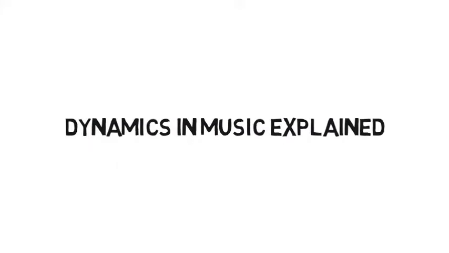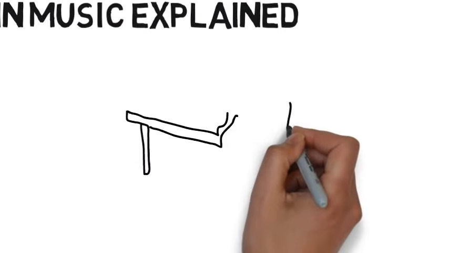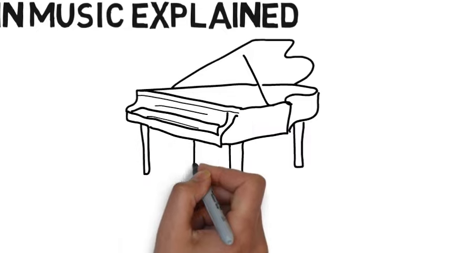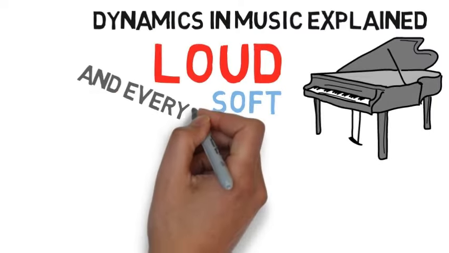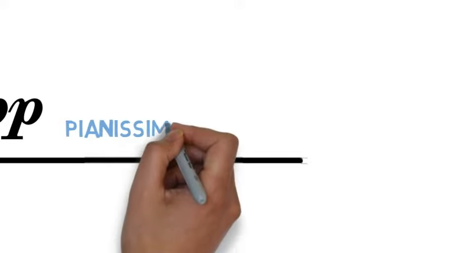Dynamics in Music Explained. Dynamics in music are the symbols you see that will tell you to play loud or soft, and everything else in between. These are the most common dynamics you will see. Pianissimo means very, very soft.